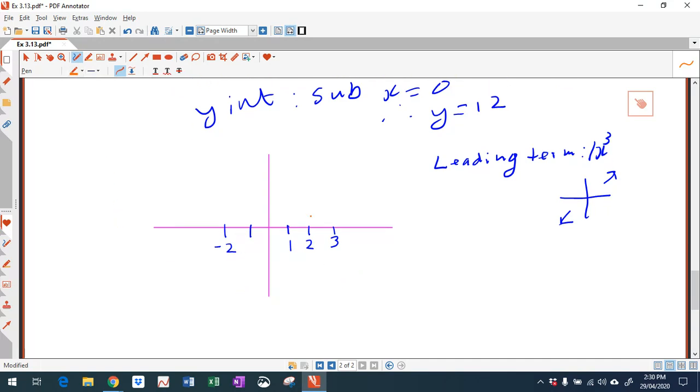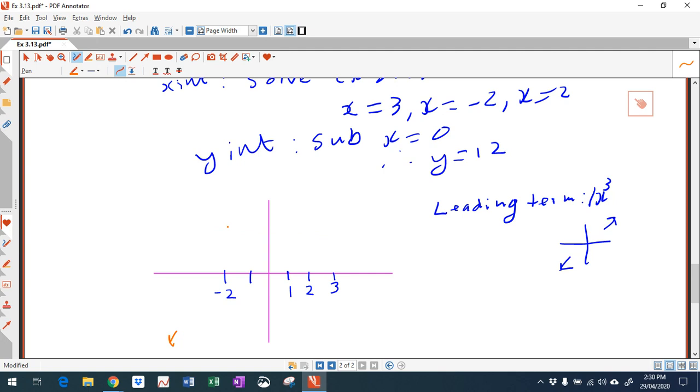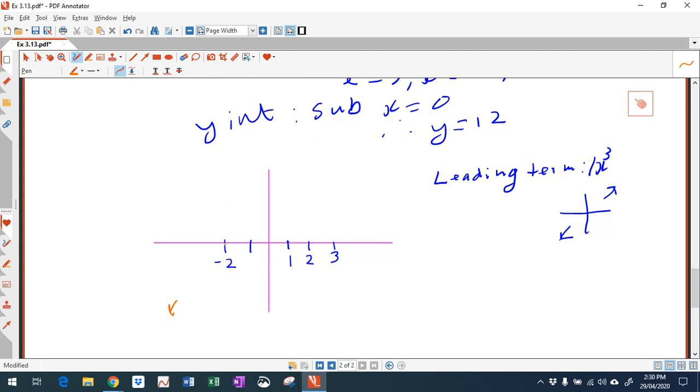And I know somewhere up here is my y-intercept, y equals 12. So I'm starting down in the third quadrant, so somewhere down here. Okay, I'm going to mark in my intercepts, which is negative, let me just check those, -2, 2, and 3, yep. So -2, just there, 2, and 3. Okay, so starting in the third quadrant, coming up, somewhere I've got to come down. Whoops, that wasn't so good. Try that again.